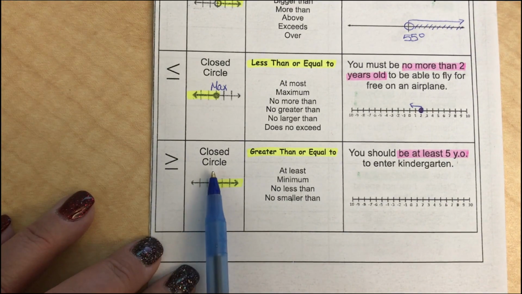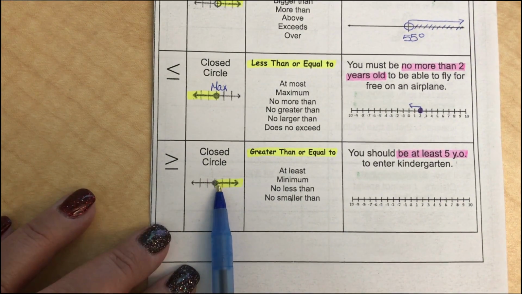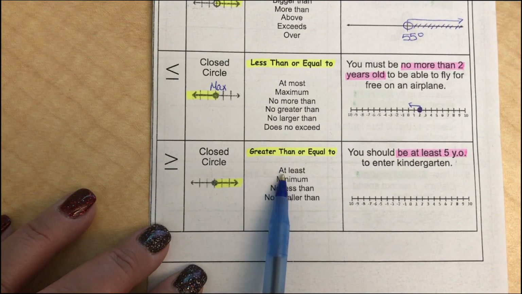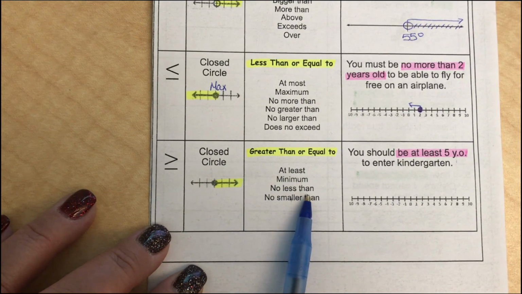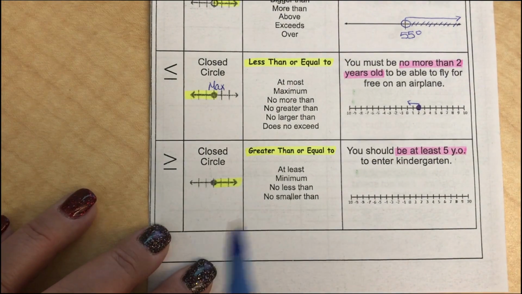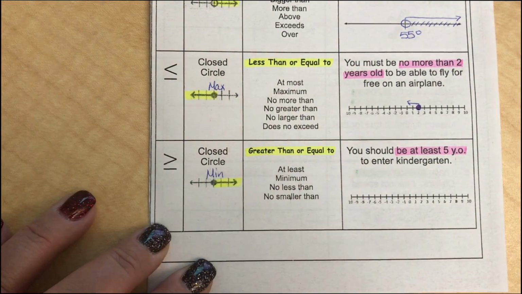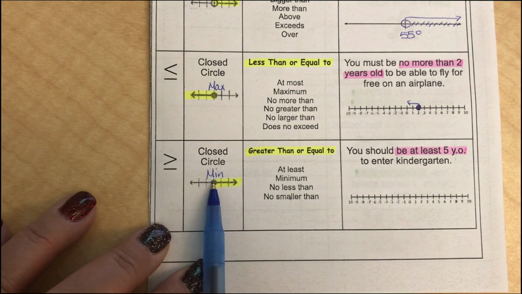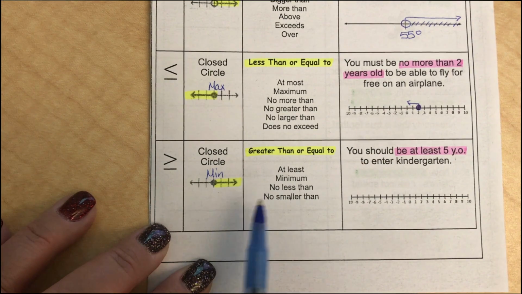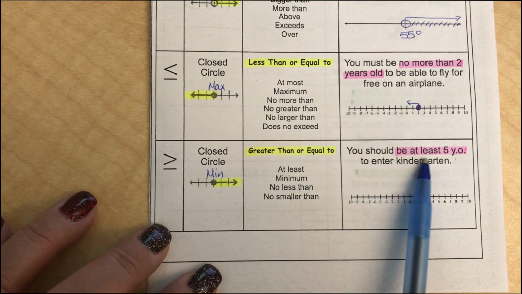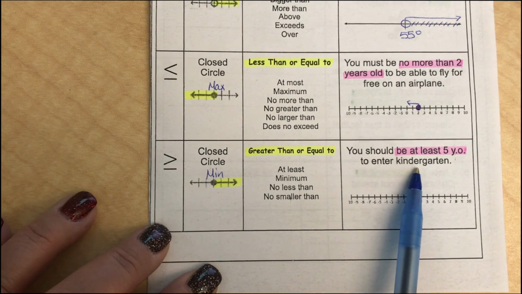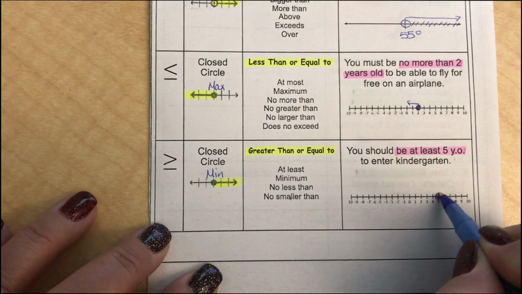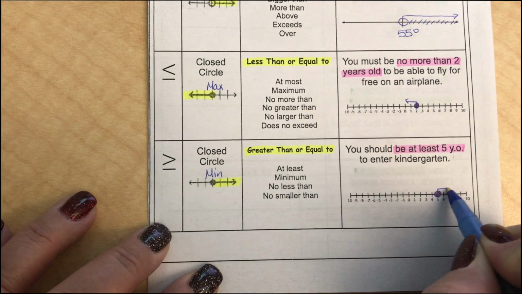For greater than or equal to, for that equal, we close in the circle. Other keywords can be at least, minimum, no less than, no smaller than. So this is your minimum amount, at least and more. Minimum and more. No less than, just more. No smaller than, just more. For example, you should be at least 5 years old to enter kindergarten. So little kids going to school must be 5 and more.